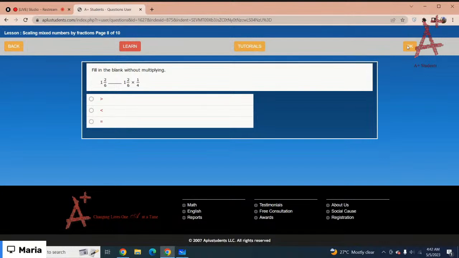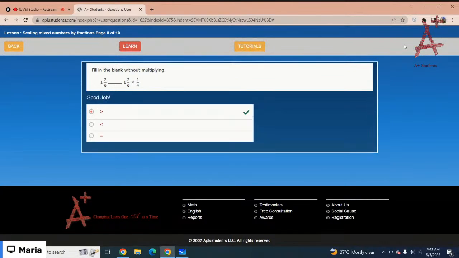1 whole 2 over 6, and 1 over 4 is less than 1. Got it? So when you multiply a smaller number into 1 whole 2 over 6, it would be even smaller. So 1 whole 2 by 6 is greater than 1 whole 2 by 6 times 1 by 4.